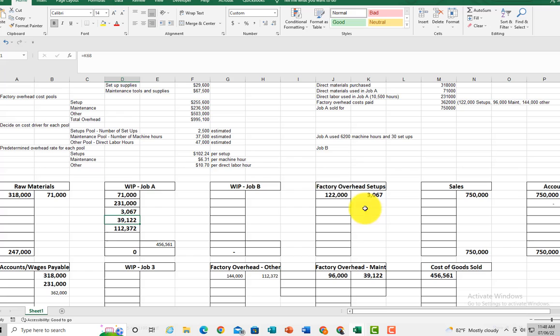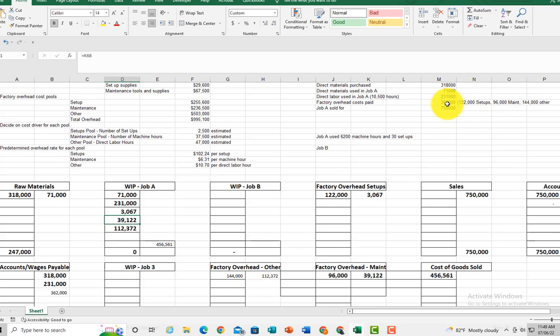Now, it's optional, but I like to do this. If I'm going to use multiple cost pools, I like to create an account for each cost pool. So I have my factory overhead account for setups, factory overhead account for maintenance, factory overhead for other. So when I pay for factory overhead costs, I need to identify them as either setup costs, maintenance costs, or other overhead. And I did that here.